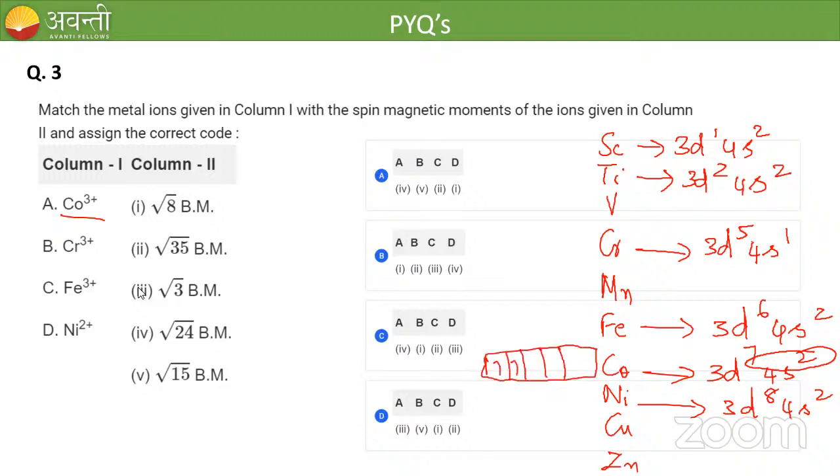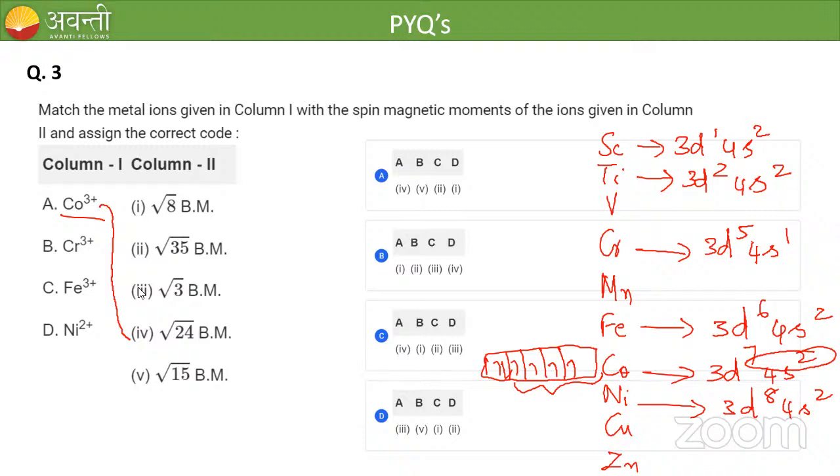In 3d6, 1, 2, 3, 4, 5, 6. So we have 4 unpaired electrons. n is equal to 4. So if n is equal to 4, we will get root 24 as the answer. So A goes to 4. Okay, so A is going to 4 in option A and option C.